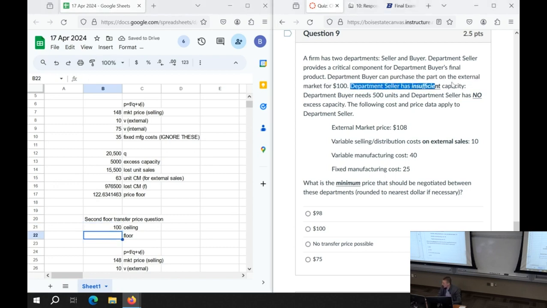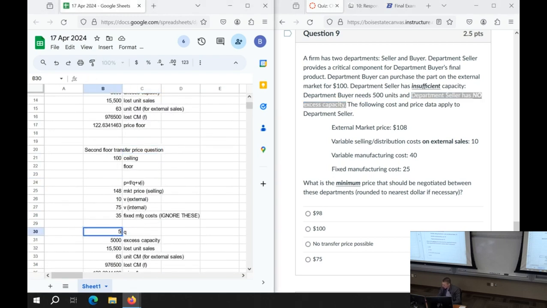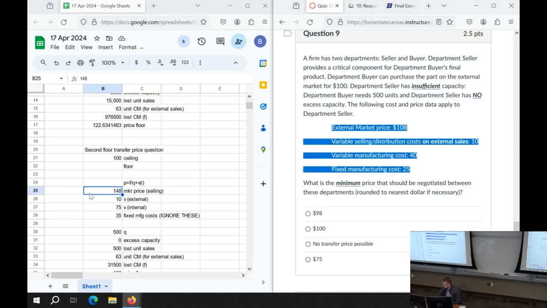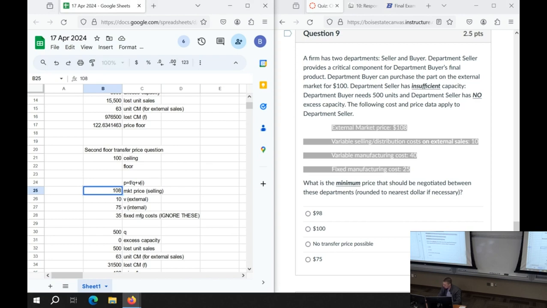The department seller has insufficient capacity. Department buyer wants 500 units, and we, if we're the seller, have no excess capacity. Okay, so Q is 500, and excess capacity is 0. So in order to supply the buying department, we'll have to kick out 500 units worth of paying customers. All right, so let's update these 4 variables right here, including the one we ignore, just for fun.